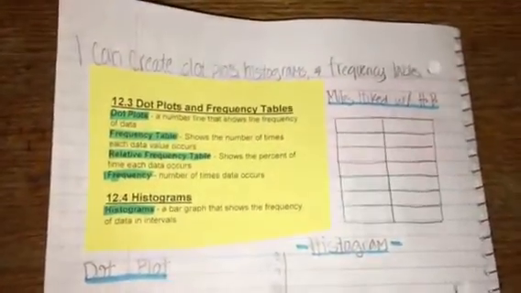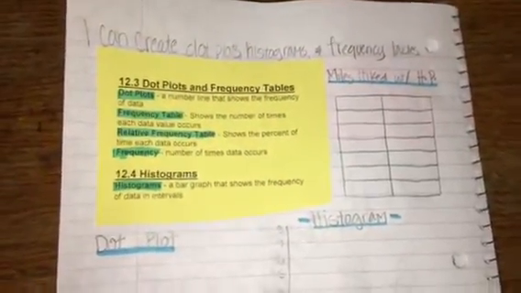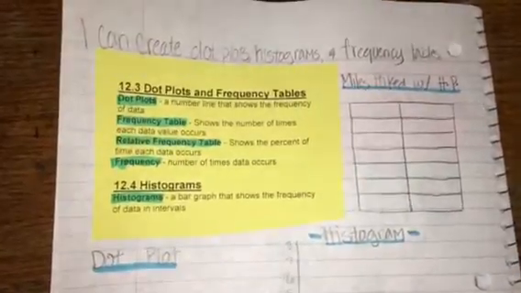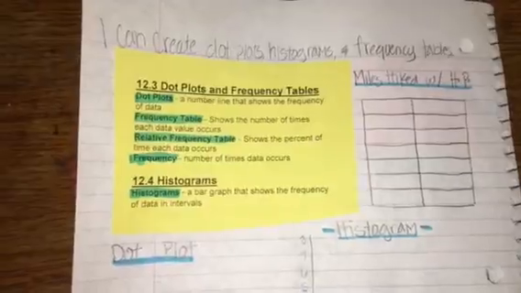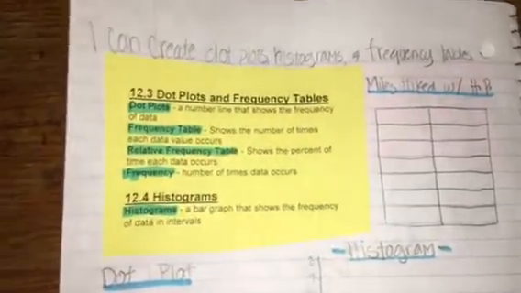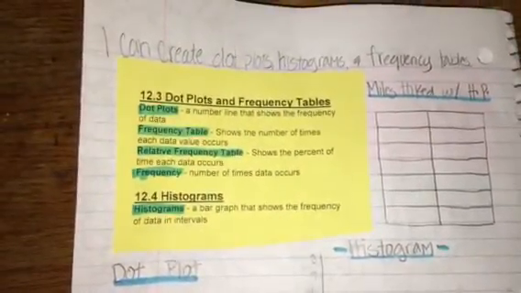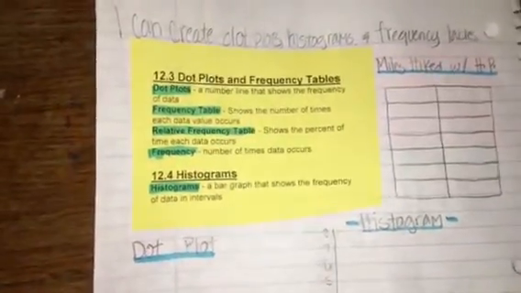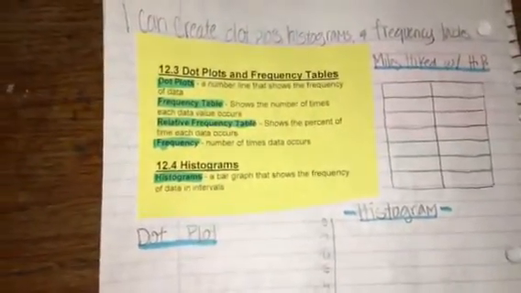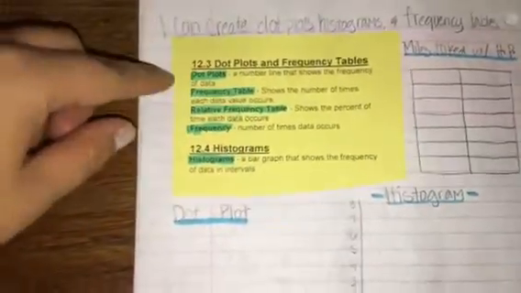Okay, guys. So today we are going to continue on with our statistical question, and we're actually going to get to start to work with the data that we've collected. So like the objective says, you're going to be creating dot plots, histograms, and frequency tables. So I glued in my yellow paper here, and I have a whole bunch of vocabulary words that I'm going to talk about in just a second.